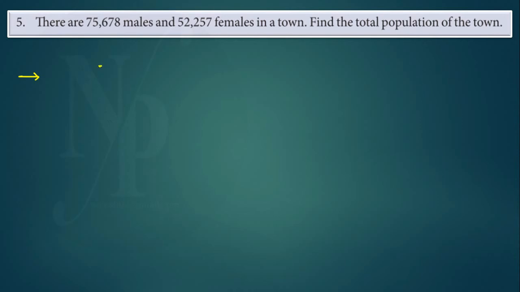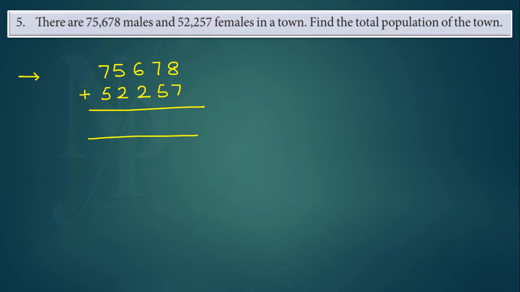So let us add 75,678 and 52,257. Add these two numbers. 8 plus 7 is 15. 1 is carried forward. Regrouping. 15 ones can be written as 1 ten and 5 ones. 1 ten is carried forward to the tens place.